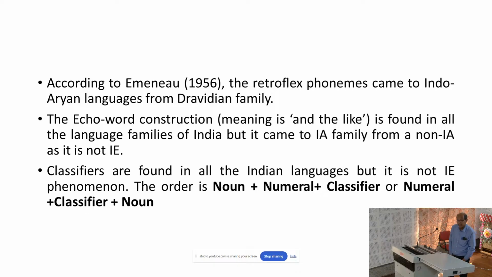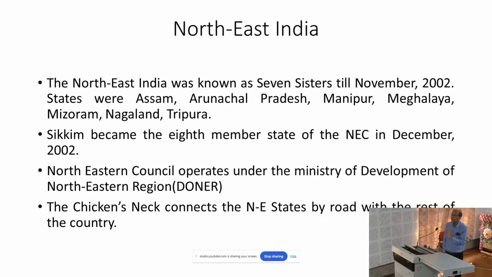But again, this classifier is not an Indo-Aryan feature. It came from some other family, which is non-Indo-Aryan. And the order of the classifiers in the Indian languages is always either noun plus numeral plus classifier, as I said, 'manu ejon', where 'manu' is the noun, 'e' is the numeral, and 'jon' is the classifier. Or you can have numeral plus classifier plus noun, 'ejon manu', right? So that is the rule of the classifiers in the Indian languages.